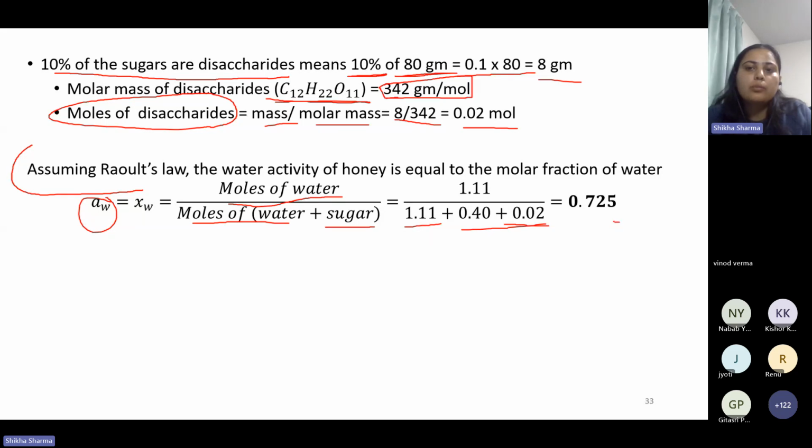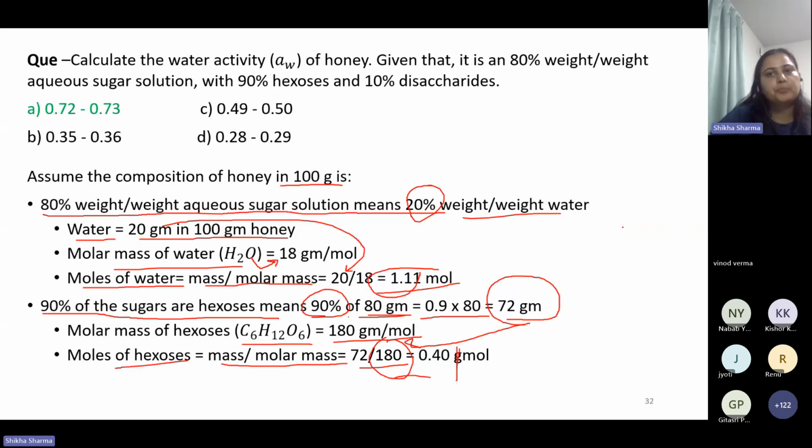So 1.11 divided by 1.11 plus 0.42 equals 0.725. This is the water activity of the honey when it has sugars as 80%, 20% as water, and out of the sugar 80%, 90% are hexose and 10% are disaccharides. Is it okay?